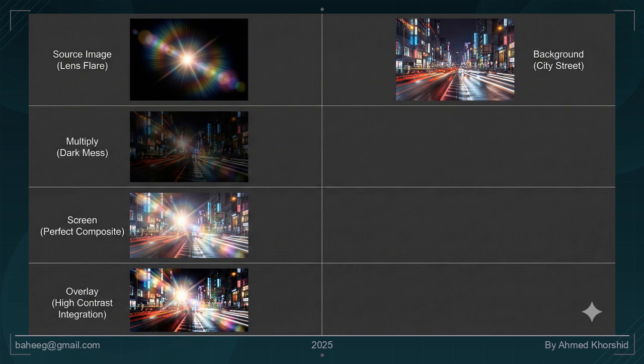Figure. Visual matrix showing 3 examples of blending modes. Top row shows source image, a lens flare on black, and background, a city street. Row 2 shows multiply resulting in a dark mess. Row 3 shows screen resulting in the flare perfectly composite over the street. Row 4 shows overlay resulting in high contrast integration.